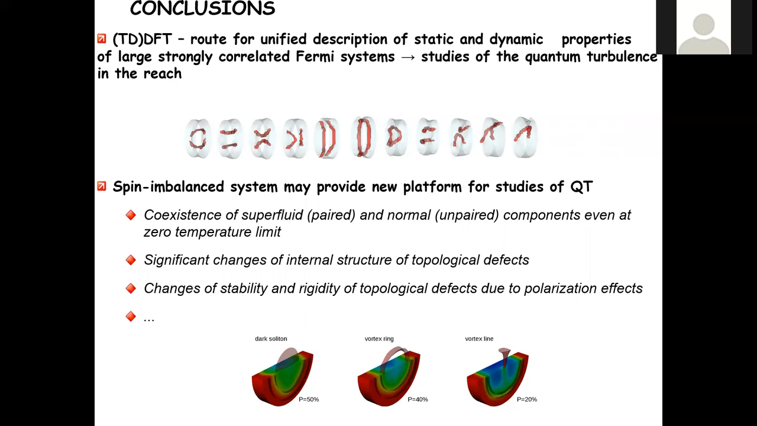Also, we can explore a completely new degree of freedom. That means we can see what is going to happen if we move from the spin symmetric system to the spin imbalanced system, and how it affects the dynamics of vortices. These are studies that we are currently conducting, and hopefully soon we'll have some new interesting results to report.